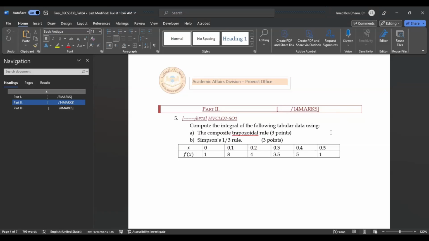Okay, so what can you see from my screen? I see a Microsoft Word document with a math problem. It appears to be a question about calculating integrals using the composite trapezoidal rule and Simpson's 1/3 rule. There is also some text at the top of the page with the title, Academic Affairs Division, Provost Office.